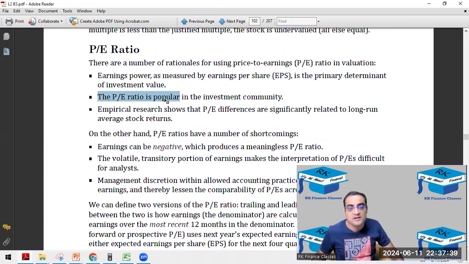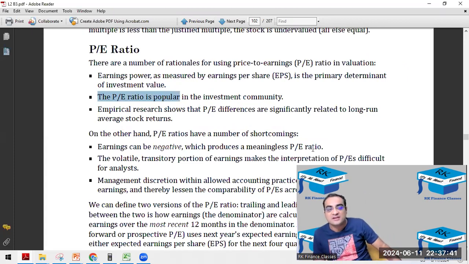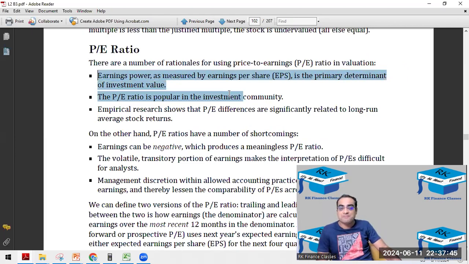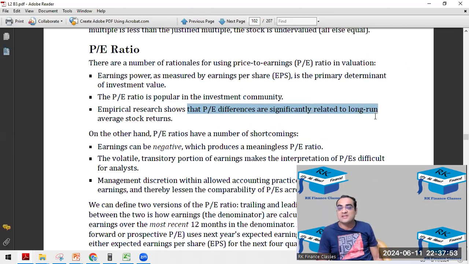It is most popular in the investment community because everyone understands it. Earning power as measured by EPS is the primary determinant of the investment value. दिया था इसमें, तो from that perspective it was like straightforward. And empirical research suggests that PE differences are significantly related to long run stock returns.